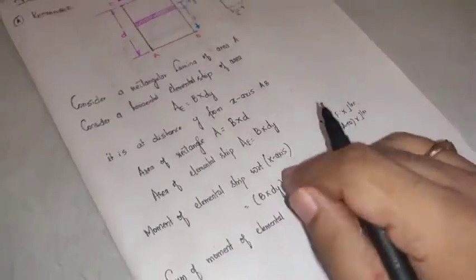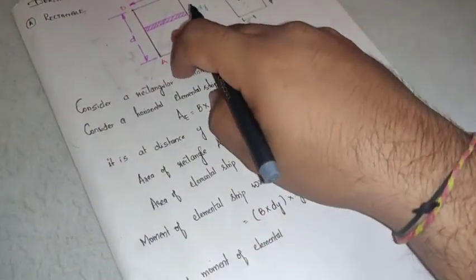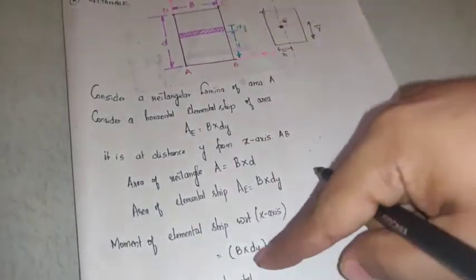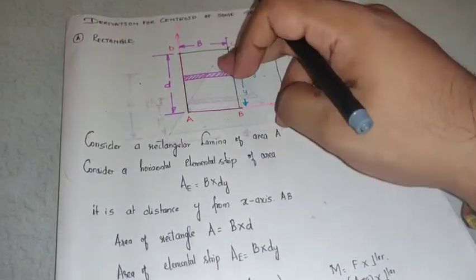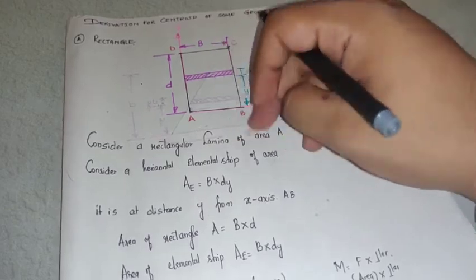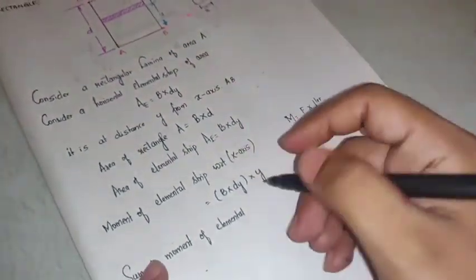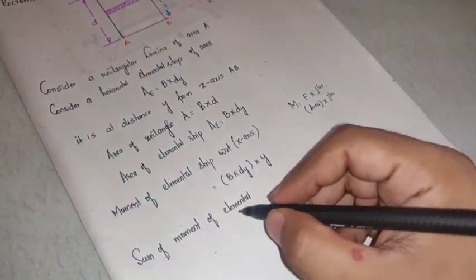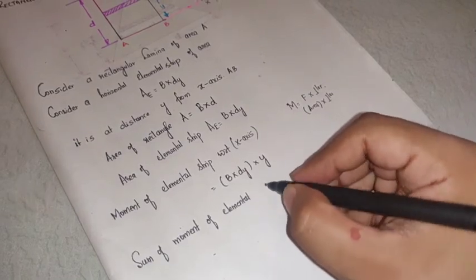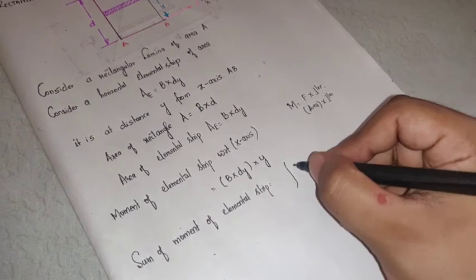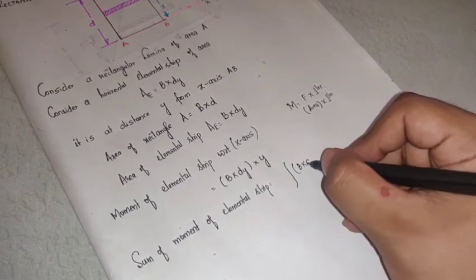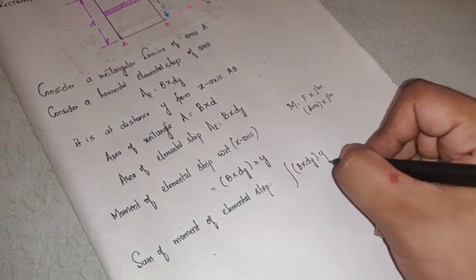So the moment created by one elemental strip is B into dy into y. If I take such a number of elements present in this, and take the moment of all those, what will be the moment? To get the sum of the moments, I'll integrate this moment of one elemental strip, that is B into dy into y.